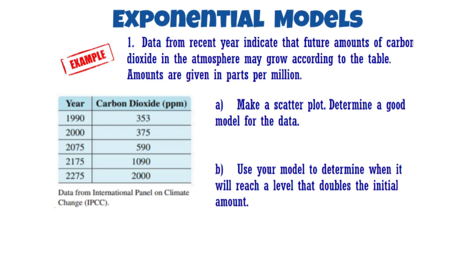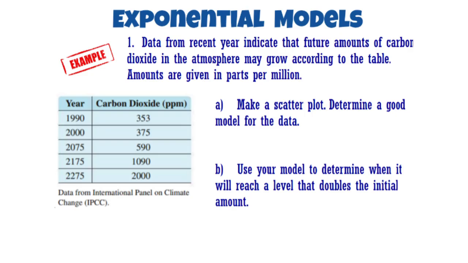Okay, this is our last one. This is going to be using our graphing calculator and seeing, all right, how do you do exponential models with a graphing calculator? So what do we have here? It says the data from recent years indicate the future amounts of carbon dioxide in the atmosphere may grow.